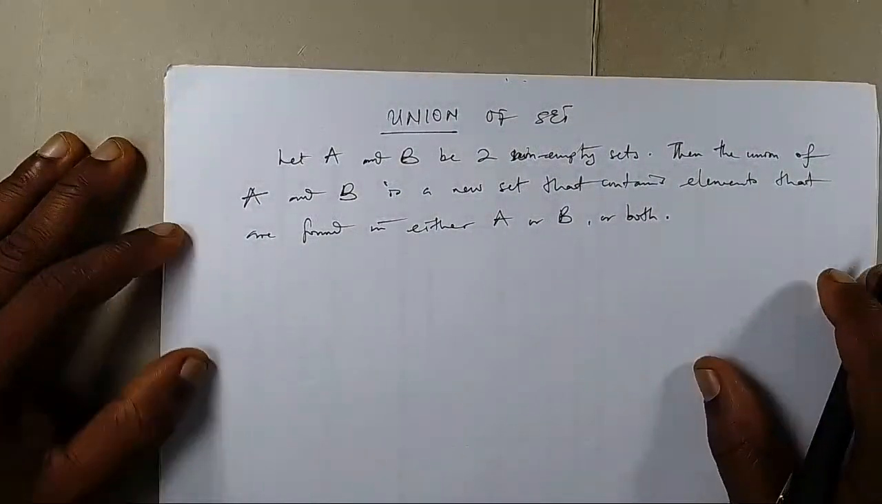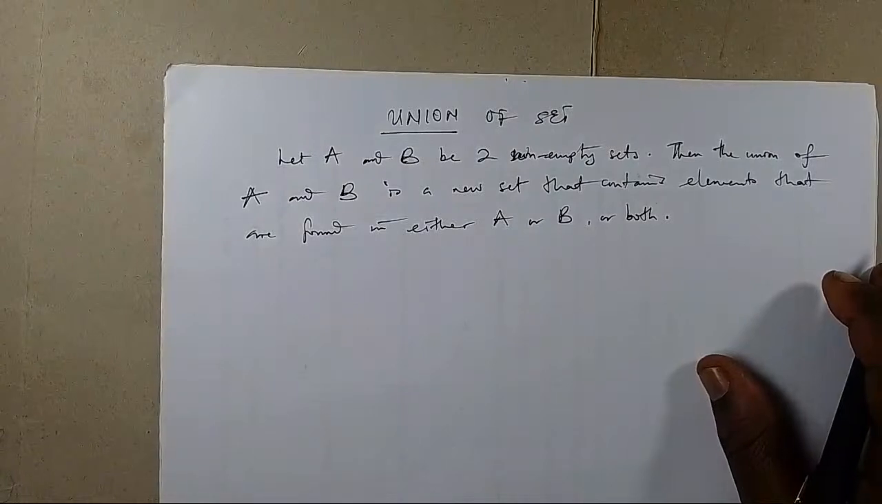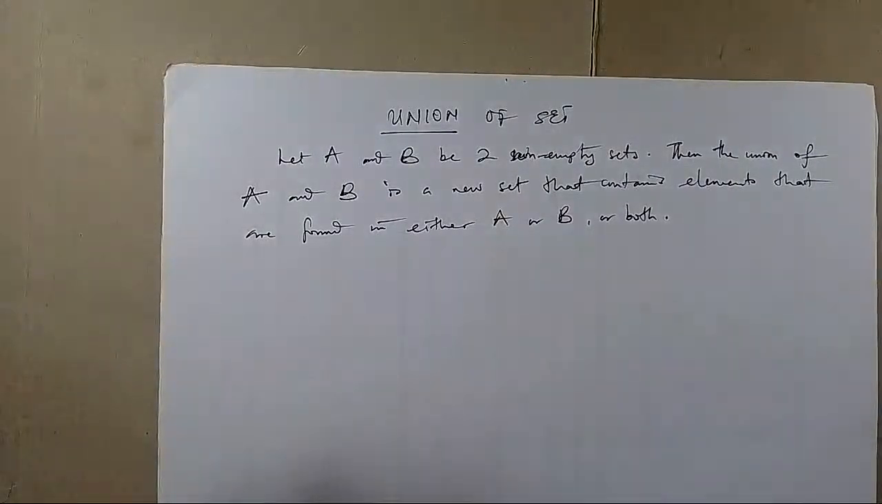Okay, so unlike the intersection, the union is a new set that is formed by taking elements that are found in A alone, added to elements that are found in B alone, added to elements that are found in both of them. That is what we mean by either A or B or both.